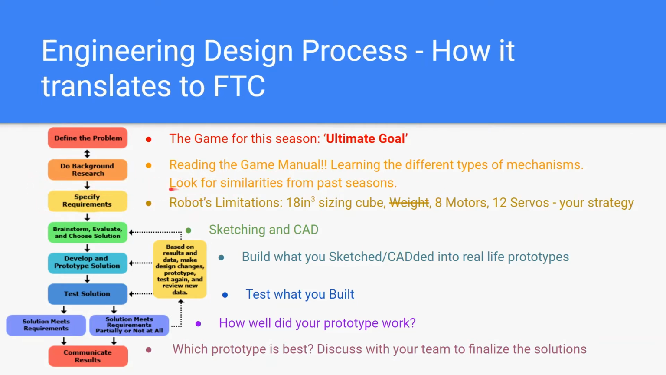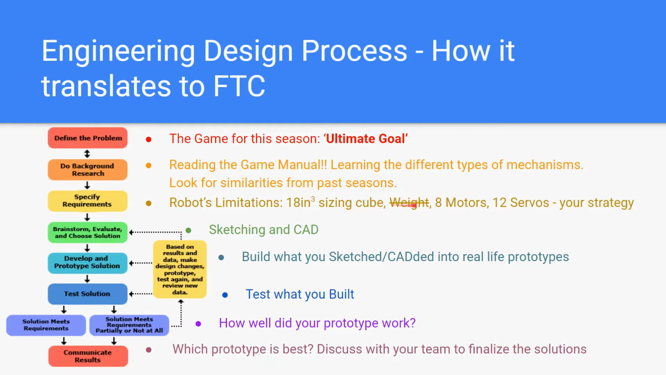So yeah, okay, third step is specifying requirements. So obviously you can't just make whatever you want. You can't have a flying robot, obviously. So there's always some limitations when it comes to engineering. In this case, every robot must fit within the 18 by 18 by 18 inch sizing cube. That's just the size you're allowed to fit within.